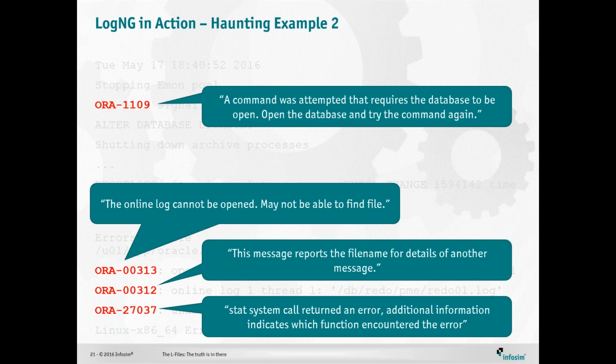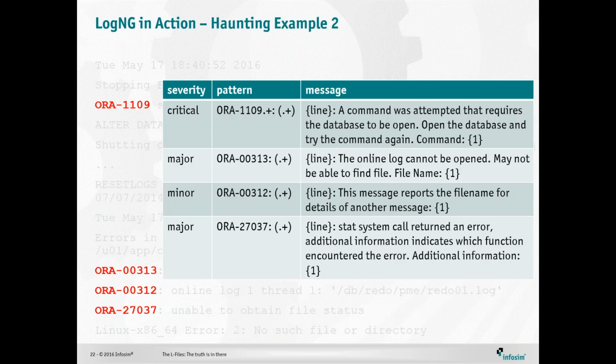And it would be nice to use this information in the respective error message. So how can you achieve that? Like this. You will notice the pattern column again and the message column. This time I also specified a severity column. So you can specify different severities for different patterns, which means the Oracle 1109 pattern might be a really critical one, whereas the Oracle 00312 might be only a minor issue.